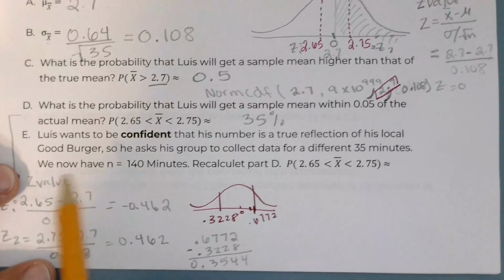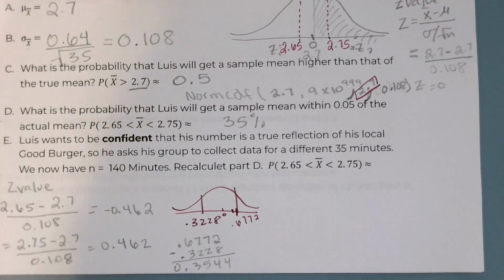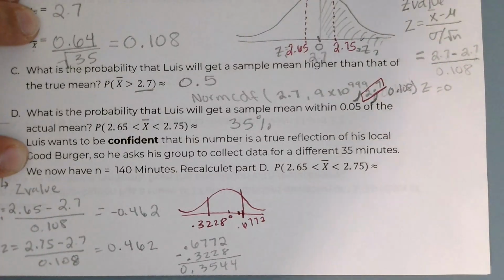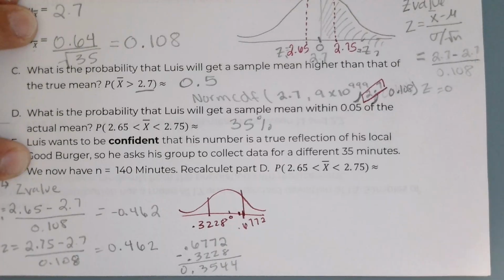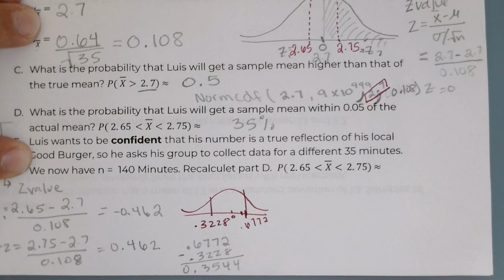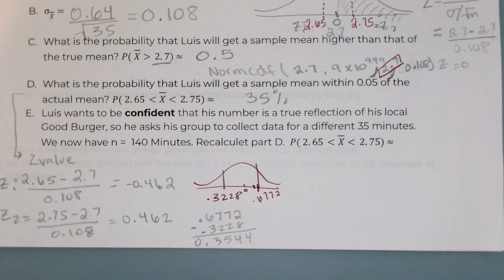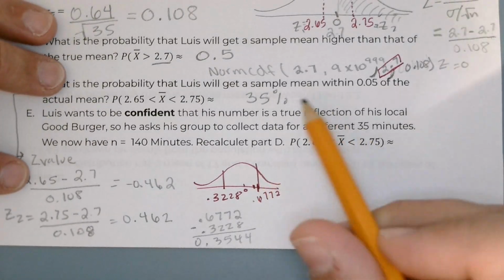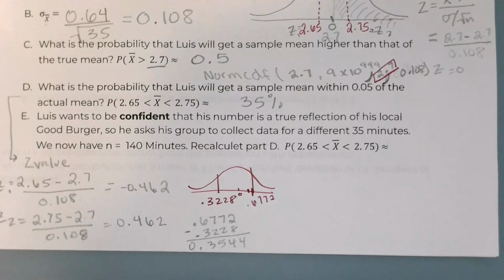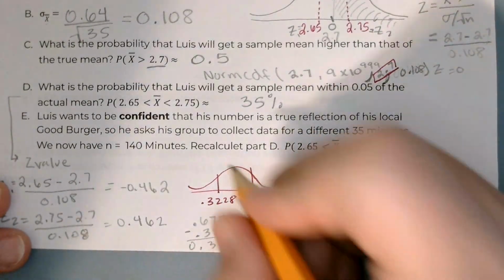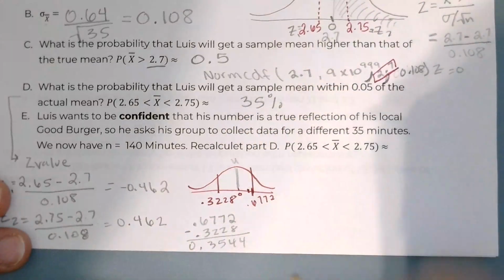Okay, now Louise wants to be confident that his number is a true reflection of his local Good Burger. So he asked the group to collect data for a different 35 minutes. Now we have 140 minutes of data. He must have asked a couple of people to collect more data, and now we have a larger sample size of our local restaurant. We want to recalculate this and see if that gives us a closer probability of our mean falling within the mean of the population of Good Burgers.